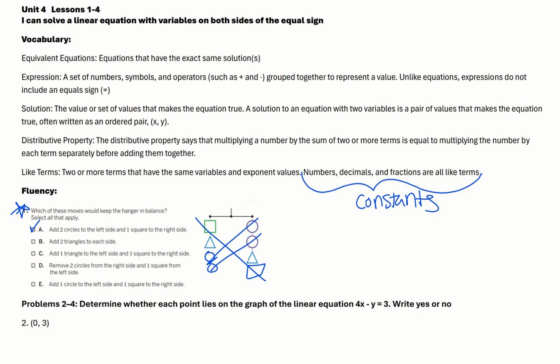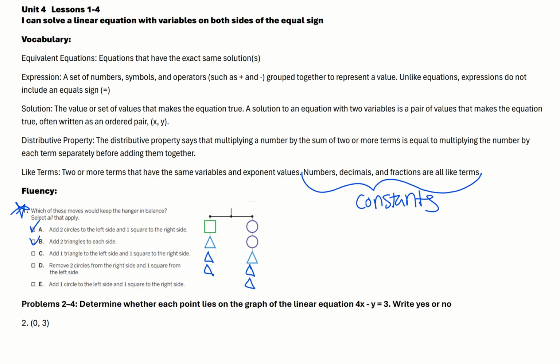Okay. So this is me kind of checking why they work. All right. The next one says add 2 triangles to each side. So if I add a triangle here, 2 of them there, and 2 of them there, that definitely keeps it balanced. I did exactly the same thing to both sides. So when I do exactly the same thing to both sides, it keeps it balanced. So that one's true.